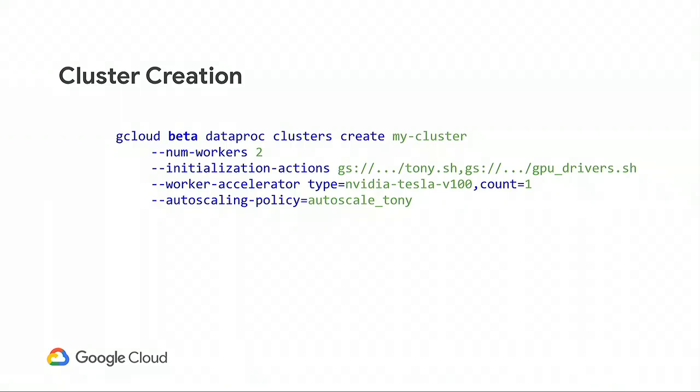In this case, we're going to be using 2 GPUs. So for each of the workers, we're going to be attaching a Tesla V100 GPU. And because we want to run many jobs, we want to enable auto-scaling policy.